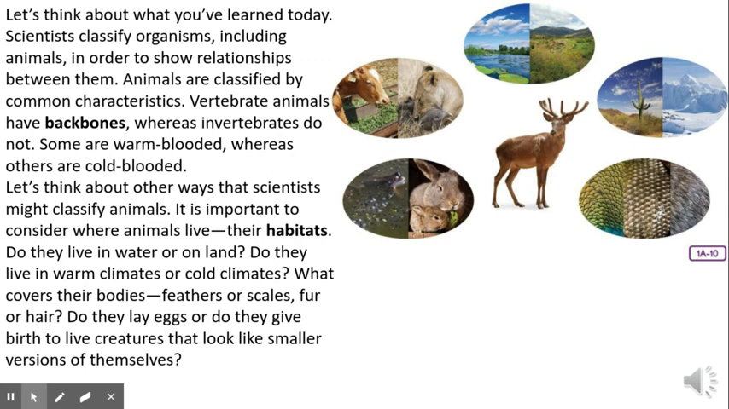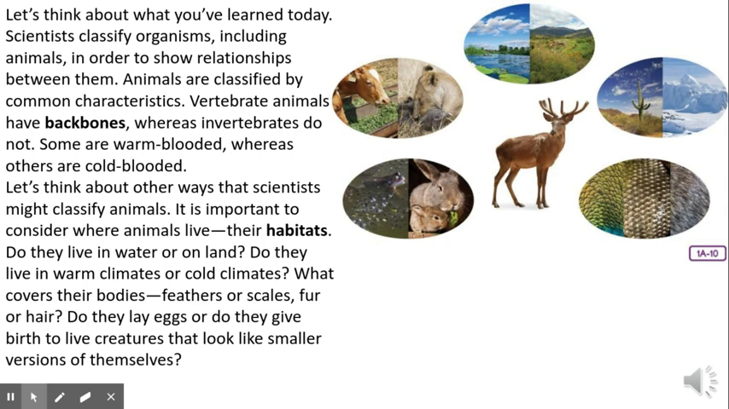Let's think about what you've learned today. Scientists classify organisms, including animals, in order to show relationships between them. Animals are classified by common characteristics. Vertebrate animals have backbones, whereas invertebrates do not. Some are warm-blooded, whereas others are cold-blooded. Let's think about other ways that scientists might classify animals.